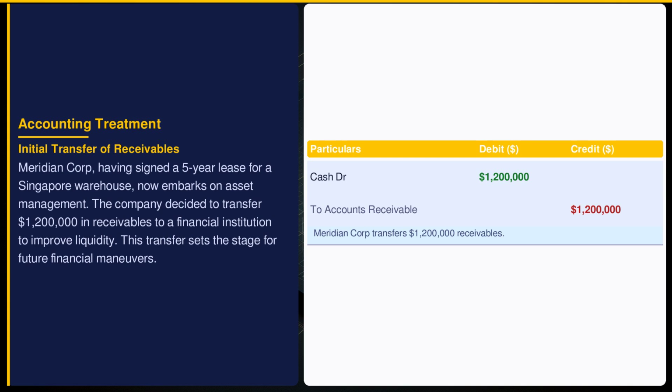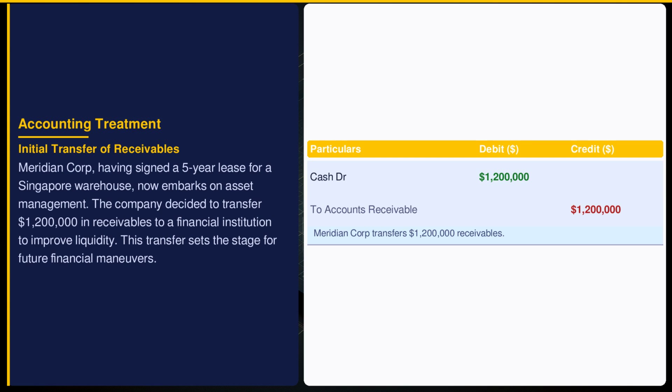Transferring $1,200,000 in receivables to a financial institution allows Meridian Corporation to enhance liquidity. ASC 860 mandates recognizing this transfer by debiting cash and crediting accounts receivable. This entry reflects the removal of receivables from Meridian's balance sheet, impacting working capital and cash flow positively by converting receivables into immediate cash.